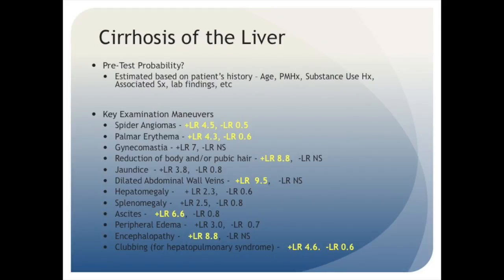Another very high-yield finding in the diagnosis of cirrhosis is the presence of encephalopathy, which has a positive likelihood ratio of 8.8. Now, you can diagnose this by the presence of altered mental status and also by the presence of asterixis, or flapping tremor, as demonstrated here in this video clip.